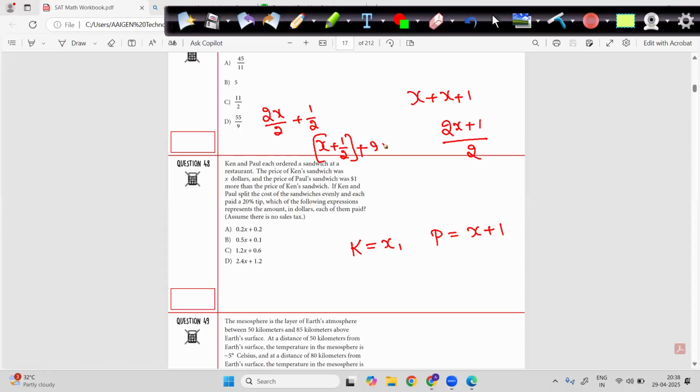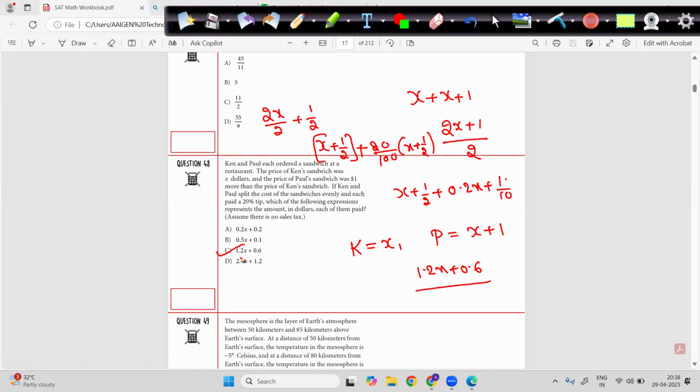Ken and Paul each paid a 20% tip on this. How much tip did they pay? Each of them paid 20%. So 20% of x plus 1 by 2. First find the total cost they want to split, which is x plus 1 by 2. On this, they're paying 20%. So 20% of x is 0.2x, and 20% is 10 by 100 or 1 by 10. So if you add, you'll get 1.2x plus 0.6, which is option C.